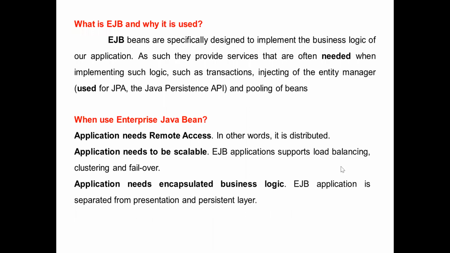So before we go to the difference between RMI and EJB, first we will see what EJB is and why it is used. It is necessary that the server side application runs by using EJB. So this is the concept we are using. EJB means Java beans that are specially designed to implement the business logic of our application. So this is very important.